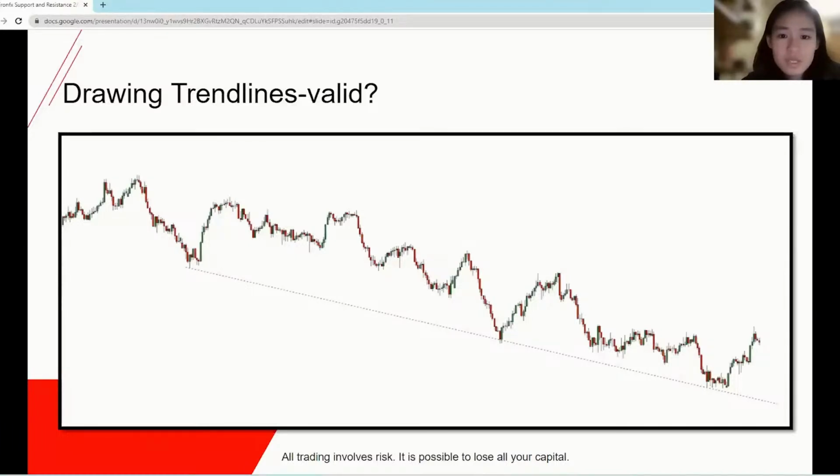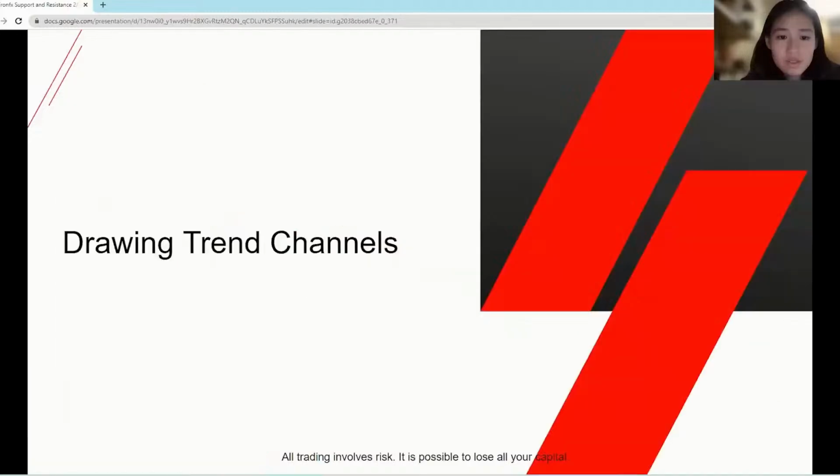Okay, so this is actually invalid because, as we mentioned earlier, for a descending trend line, it has to touch the top and not the bottom. So the bottom is for ascending trend lines. So this is invalid. Okay, so next let's get into drawing trend channels.